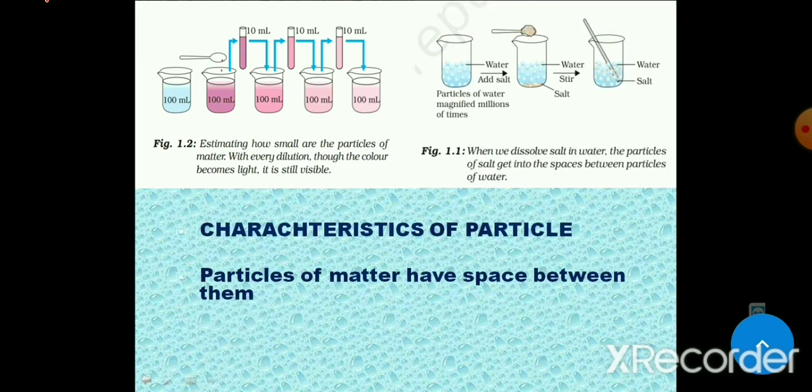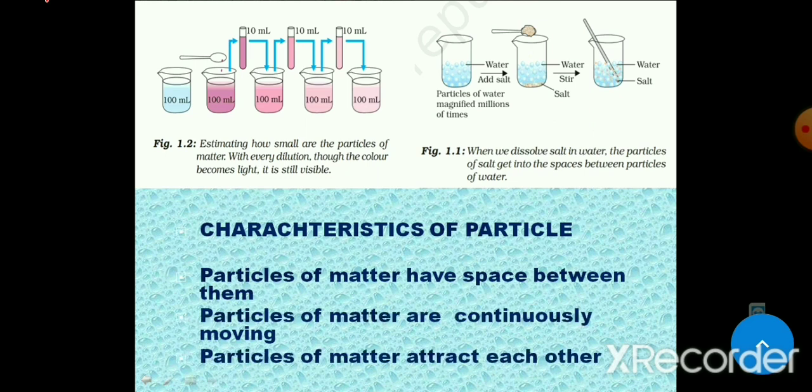Next we came to know about the nature or characteristics of particles: particles of matter have spaces between them, they are continuously moving and they attract each other. We performed the experiment with water and salt and we saw there that the total volume will not increase though we added some volume of salt. Why? Because the particles of the salt are getting adjusted in between the particles of the water. So, we can infer that particles have spaces between them.